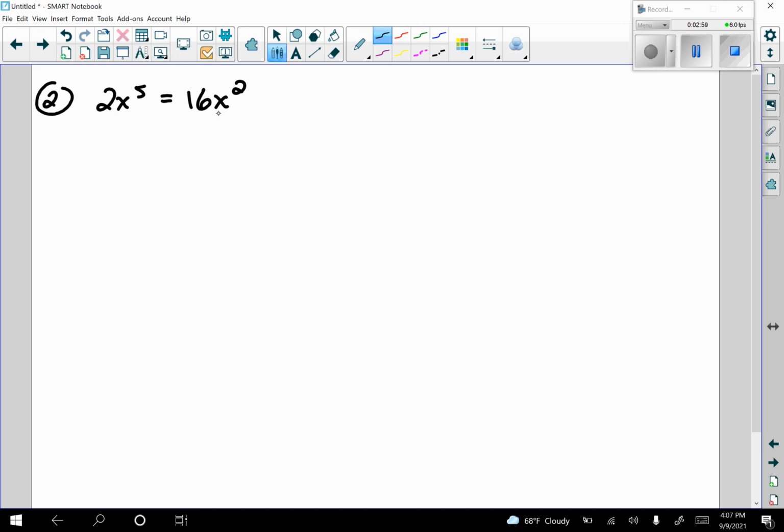So here we only have 2 terms. Again, I want to try to get everything to one side, so I'll move the 16x squared over by subtracting it. I could still factor out a GCF here, just a 2 and an x squared. So that's going to leave me with an x cubed minus 8. Now there's another technique when we're looking at this part right here would be a difference of cubes.